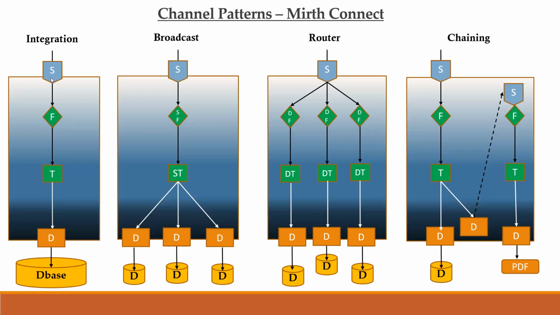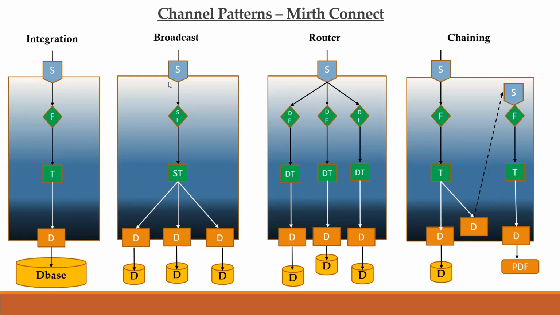Next is what we have is called as broadcast model. So in broadcast connectivity model, you will be receiving the data on the source. Source will pass on the data to source filters and source transformers. So once the source transformation section is completed, we know that every channel has two sections, right? So till this point, the source side of the aspects are completed. Once that is done, the default behavior of Mirth Connect is to go ahead and duplicate the message to multiple destinations if there are any.